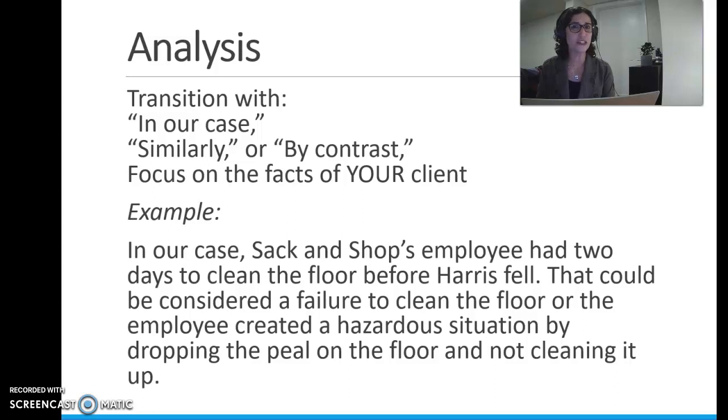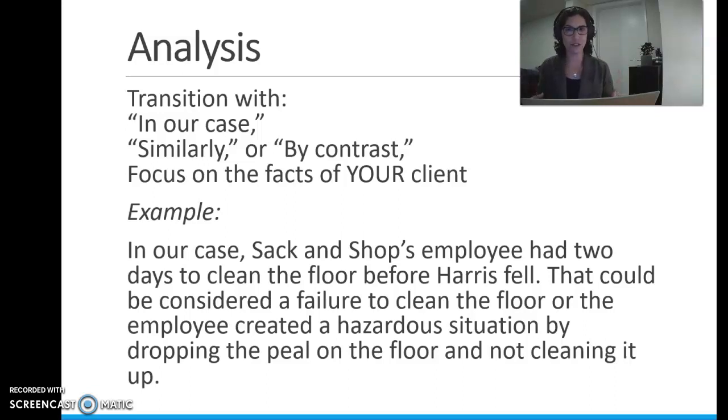We haven't really mentioned your client at all, but now in the analysis, we're going to transition and come into the portion of the IRAC paragraph where you discuss your client's facts. So in order to make that transition, we like a phrase like "in our case," or "similarly." Maybe it's "by contrast" if the cited case is very different from your client's case. And then you immediately transition into somewhere between 2 to 4 sentences where you now talk about your client's facts.